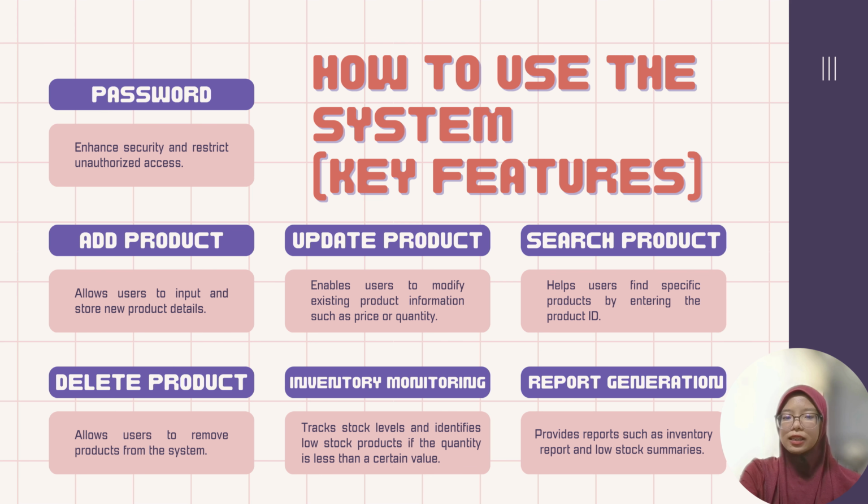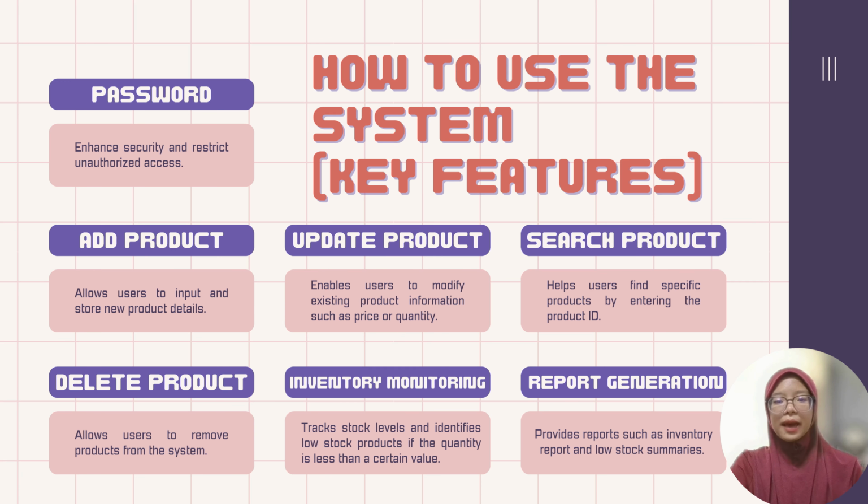The next feature is Search Product feature. This feature allows users to locate specific product by entering the product ID. This helps users quickly retrieve the required product information from the system. For the fourth feature is Delete Product feature. This feature allows users to remove products that are no longer needed. This helps to keep the inventory updated and prevent unnecessary data from being stored.